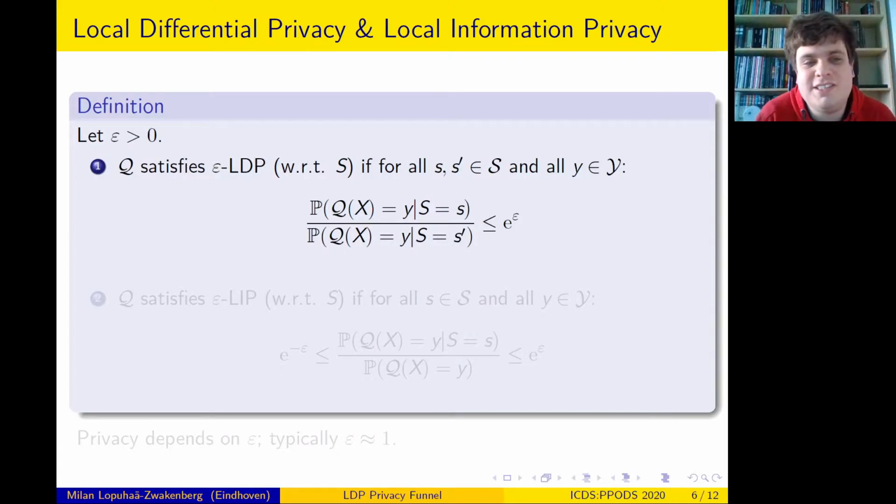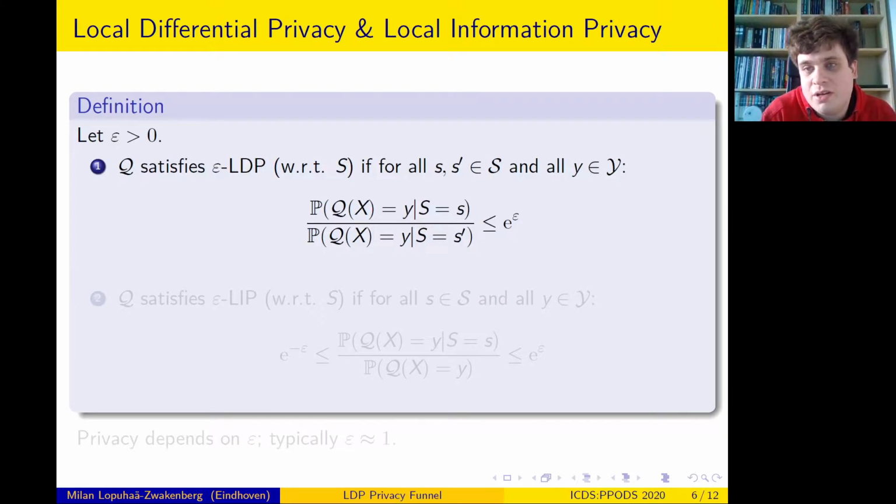Its precise definition is as follows. We take epsilon bigger than 0, which is our privacy level, and then we say that Q satisfies epsilon local differential privacy with respect to S if for every two S and S prime that you take and every possible output Y, the probability of getting output Y given secret value S should be about the same as the probability of getting output Y given secret value S prime.